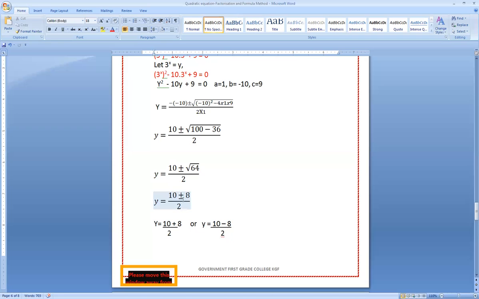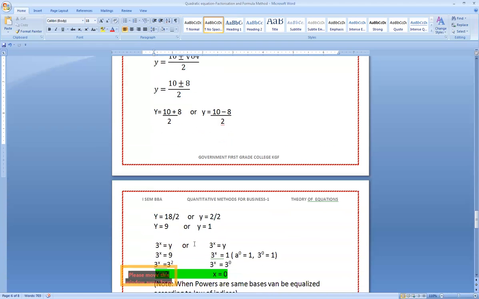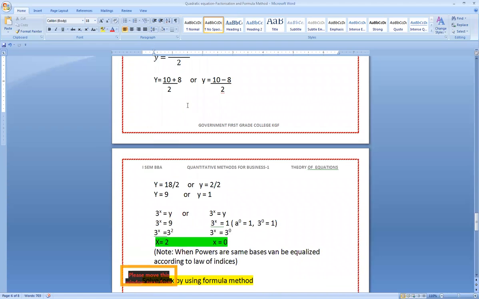In the next step we should take the square root of 64, which becomes plus or minus 8. Therefore y equals 10 plus or minus 8 divided by 2. We are getting two values: one is plus 8, another is minus 8. Therefore, y equals 10 plus 8 divided by 2, and another one, y equals 10 minus 8 divided by 2. So y equals 10 plus 8 is 18 divided by 2, and y equals 10 minus 8 is 2 by 2. The values of y we got are one is 9, another one is 1.